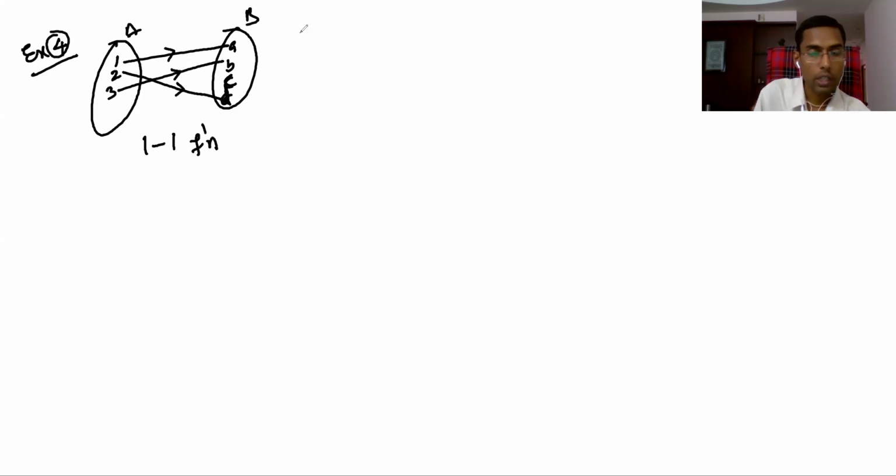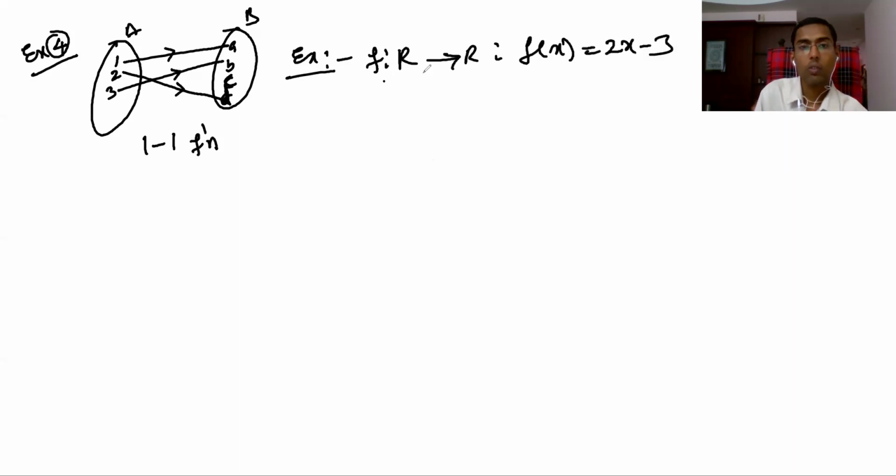Yeah, next. Now this is an example of finite functions which are one-one. So now let's take the next example. f maps R to R, defined by f of x equals 2x minus 3. Is this one-one or not? Yes, it is one-one.